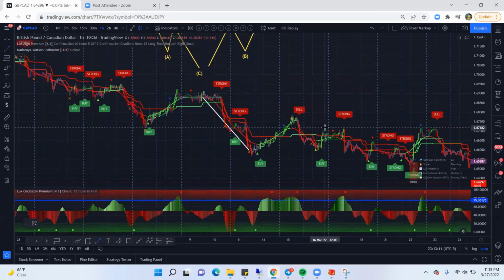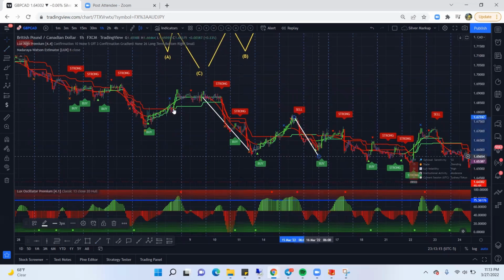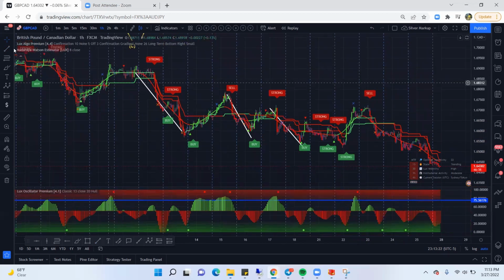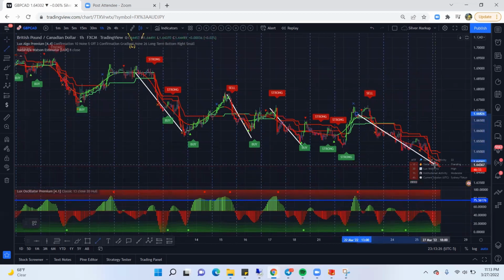With this strategy, you may not catch every single move that happens, but the moves you do decide to catch, they'll be great sustainable moves. So like even with this one here, this was a great one as well. You would have taken it and you would have been in this level of profit. So that's all it is.